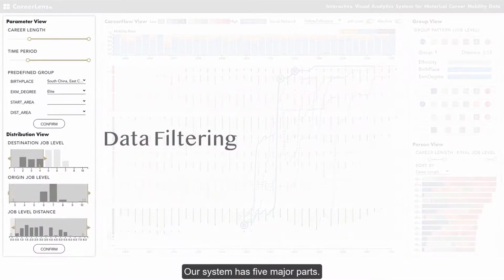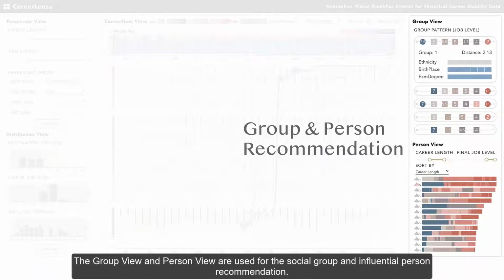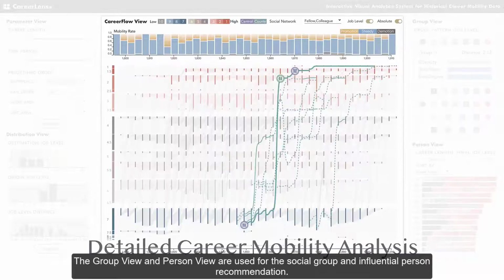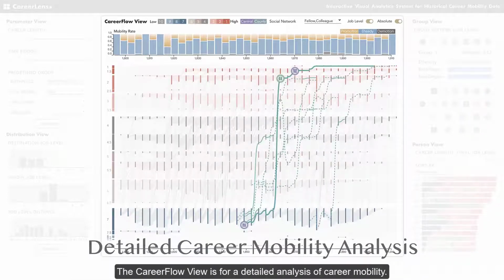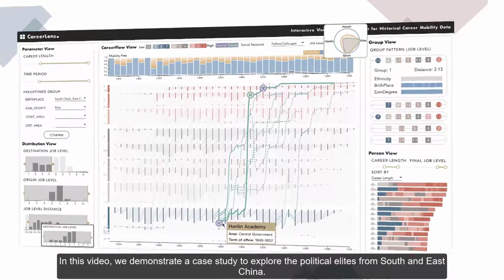Our system has 5 major parts. The parameter view and distribution view are provided for data filtering. The group view and the person view are used for the social group and the influential person recommendation, and the career flow view is for a detailed analysis of career mobility. In this video, we demonstrate a case study to explore the political elites from South and East China.